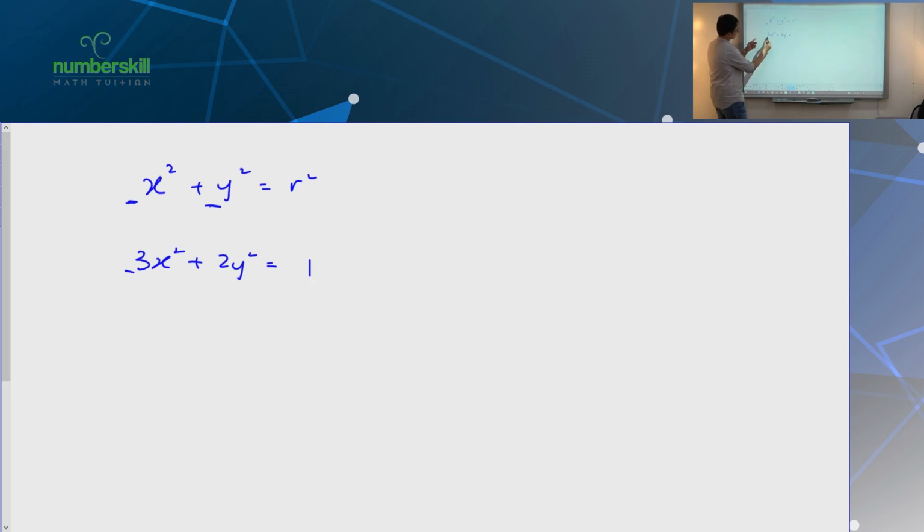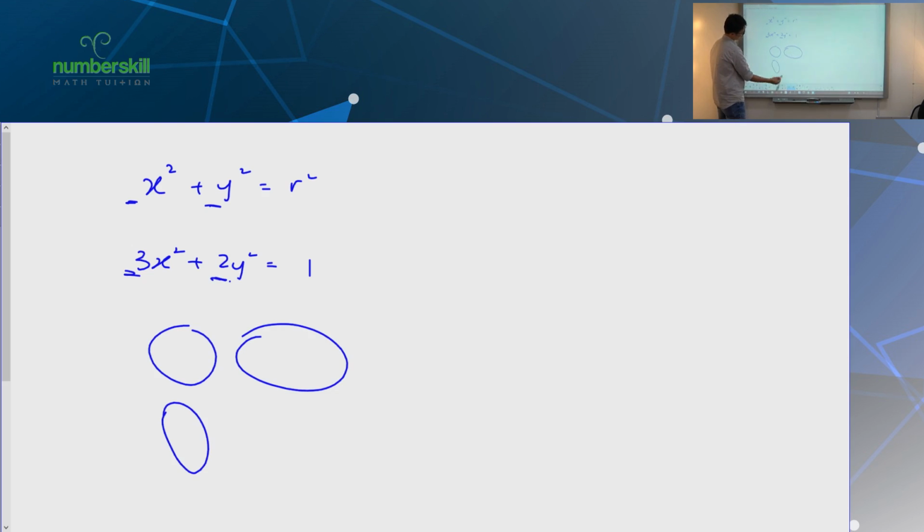So the coefficients are different. But these are what I like to call closed curves, because no matter how we draw, it's closed, circle and all. And the feature is that it must be positive x squared and positive y squared. Now what I'm going to talk about next is if I have x squared minus y squared, it becomes a totally different beast. This beast is what we call hyperbola.